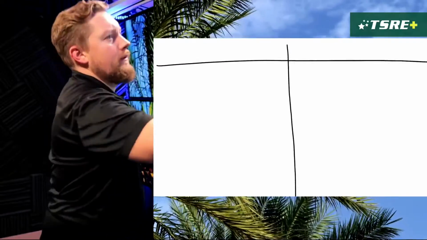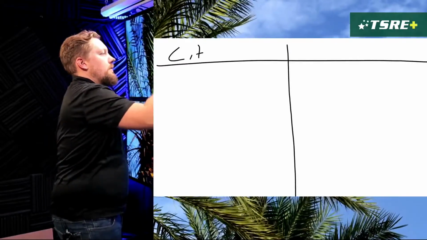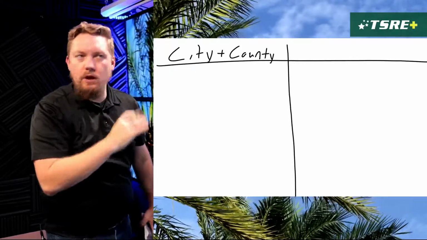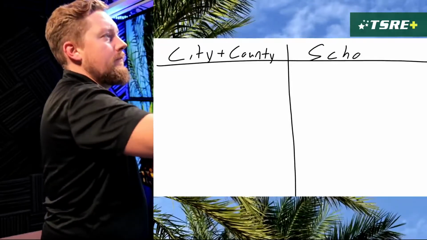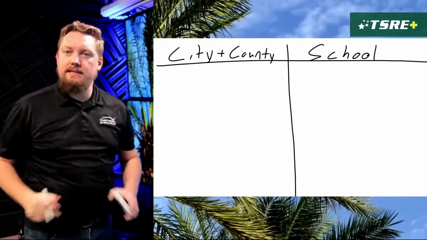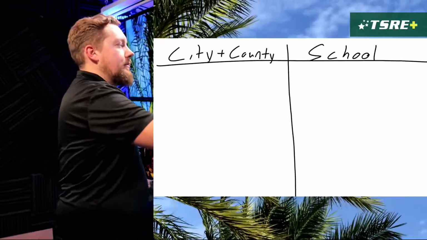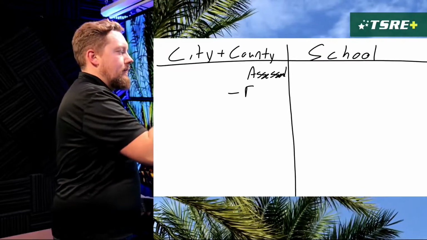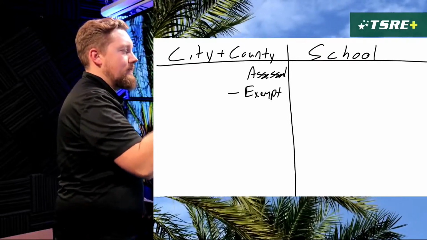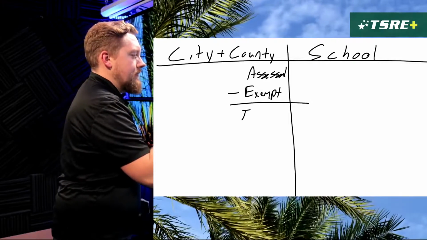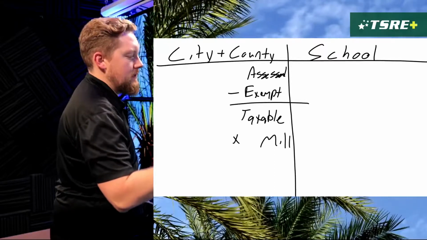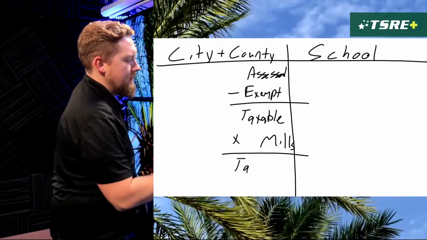And always trying to do this the same way. City and county on one side, school taxes on the other. And we're going to be doing assessed minus exemptions gives us our taxable times the mills gives us our taxes due.